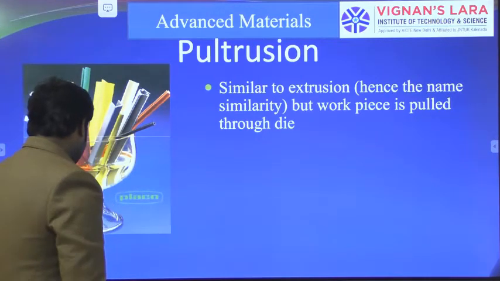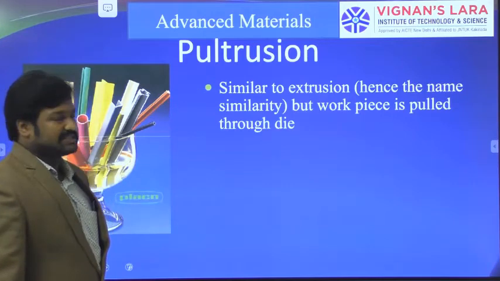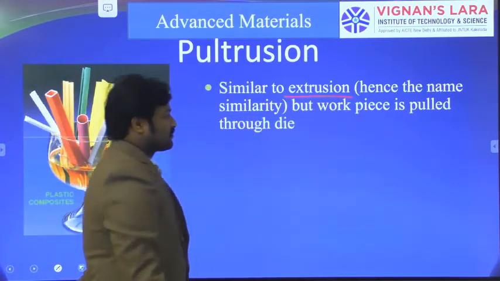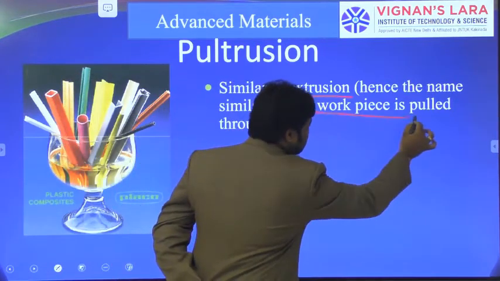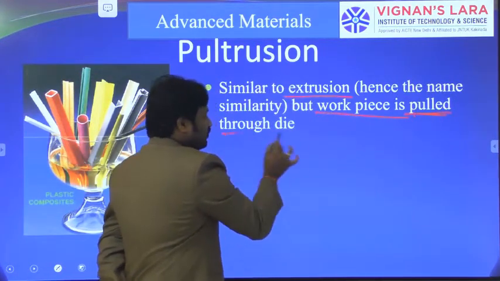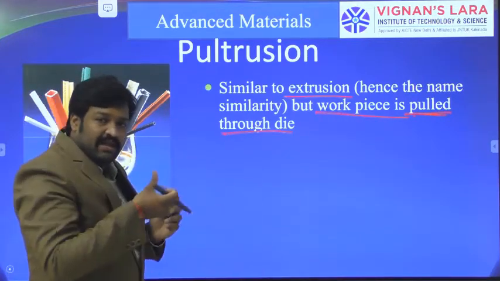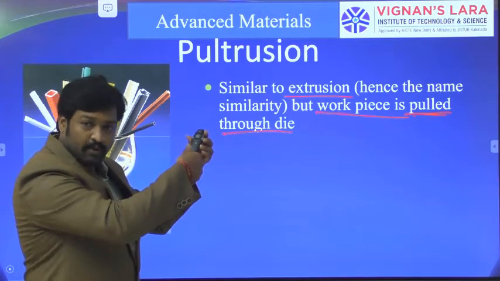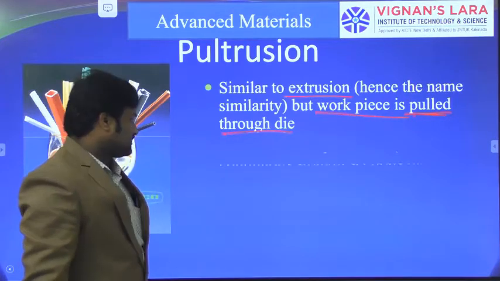As we discussed, Pultrusion process is similar to extrusion process. But here the workpiece is pulled through the die, whereas in extrusion process it is extruded from the die. But in Pultrusion process, if this is the die, we are pulling the component. That is Pultrusion process.